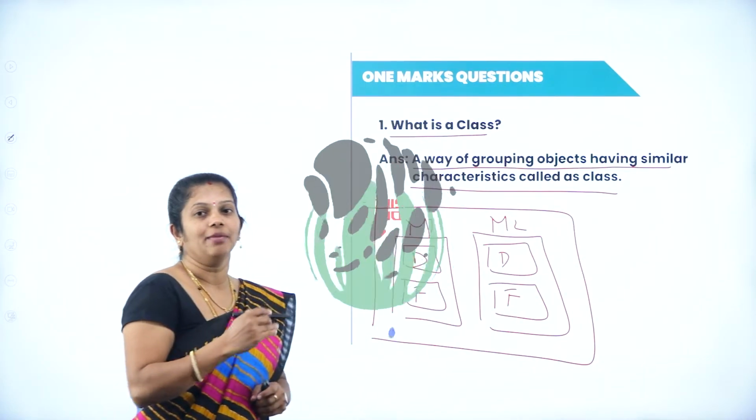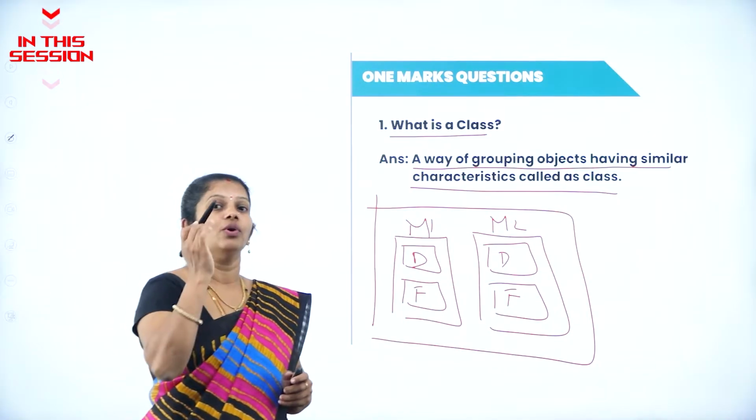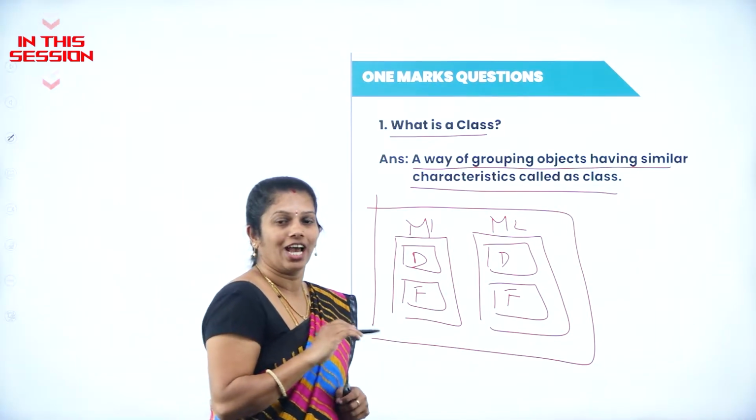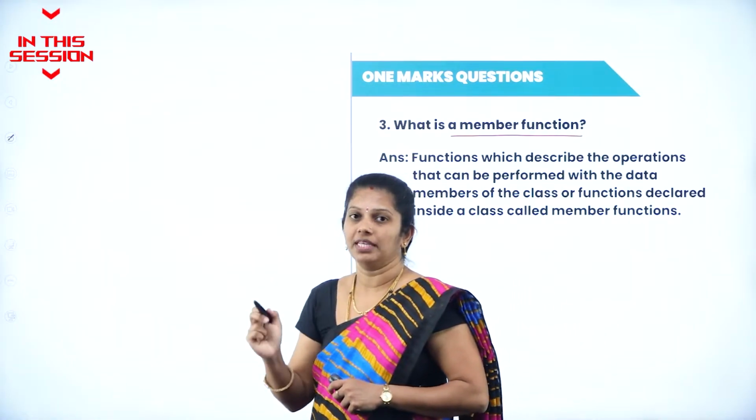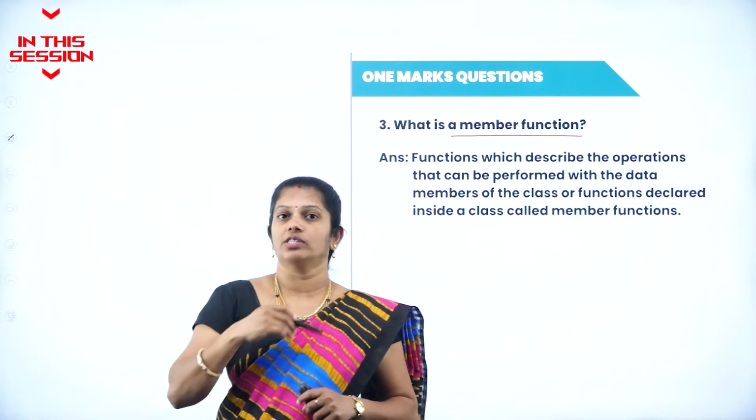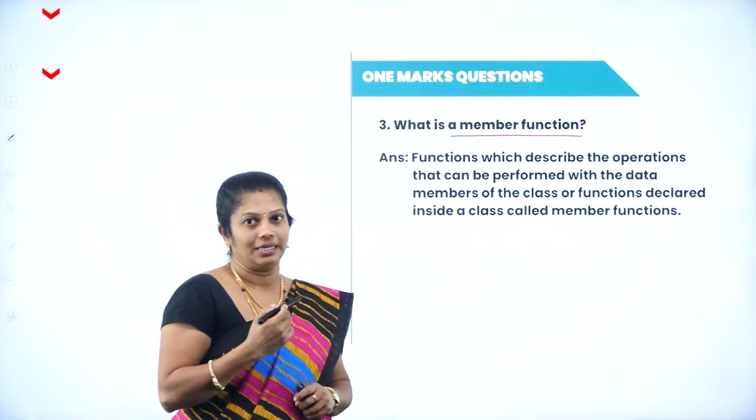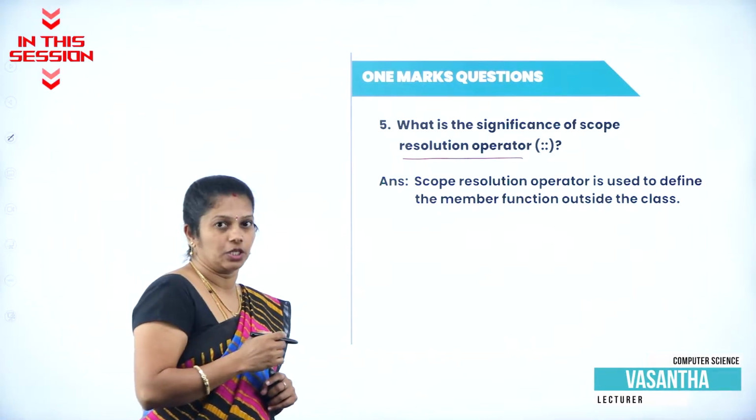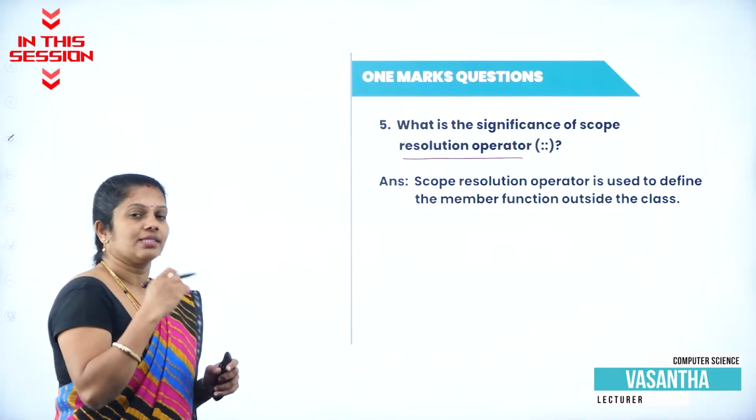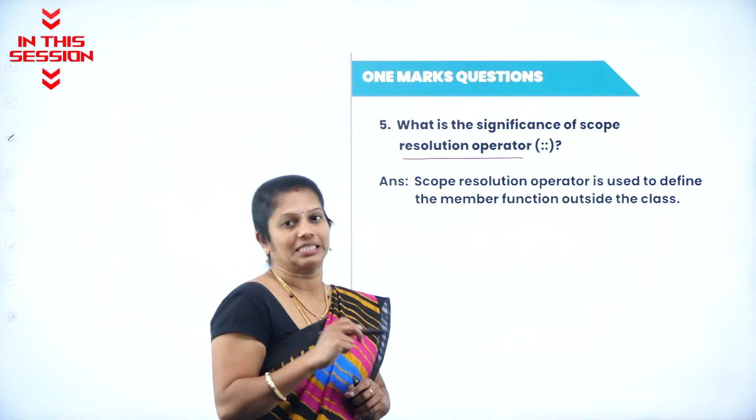Object is a real-time entity, whereas class is a collection of related objects which have the same characteristics and behavior. Functionalities, whether incoming call, outgoing call, WhatsApp, Bluetooth, messengers, everything, can all be called functionalities. That is operations here. When you want to write the statements outside the class, then we use this scope resolution operator. It also helps to identify which class a particular function belongs to.